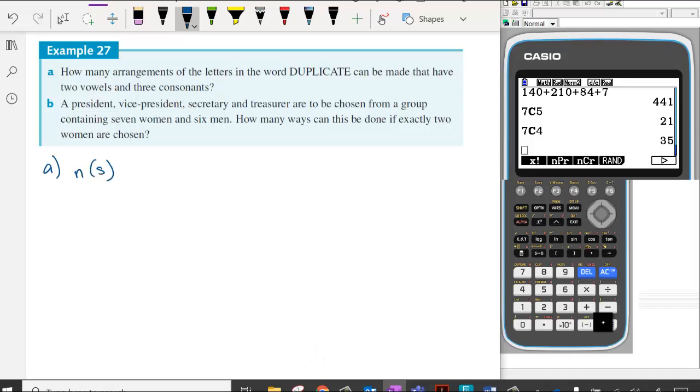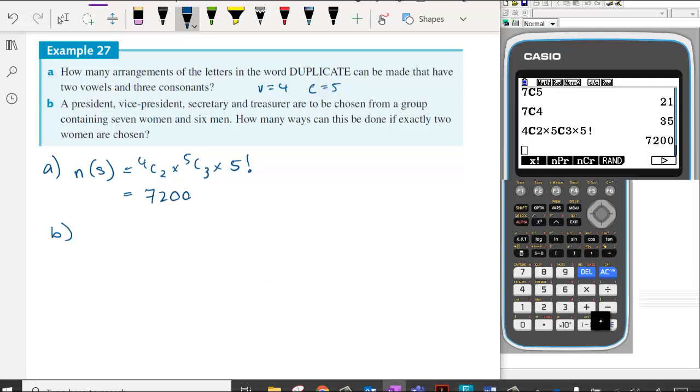So the number of selections will be, let's see, so the number of vowels is 4 and the number of consonants is 5. So what we're saying is 4C2 and 5C3, and then we're rearranging them because there's 5 selected. So we're multiplying by 5 factorial. And so that will be 7,200 different arrangements. And look at B. Now this first one I should have said it was arrangements because we were selecting and arranging. For part B, the number of arrangements.